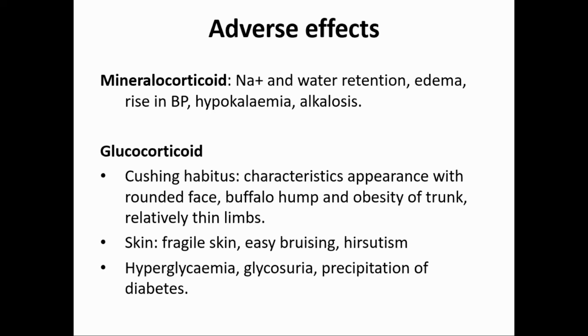Coming to glucocorticoid adverse effects, so Cushing habitus. There is a characteristic appearance with a rounded face, buffalo hump, and obesity of the trunk, and relatively thin limbs. So glucocorticoids have lipolytic activity, so they cause lipolysis, especially from the extremities of the body, like the limbs, causing thin limbs. Whereas the lipolysis products get deposited on the central portion of the body, with the rounded face, buffalo hump, and truncal obesity.